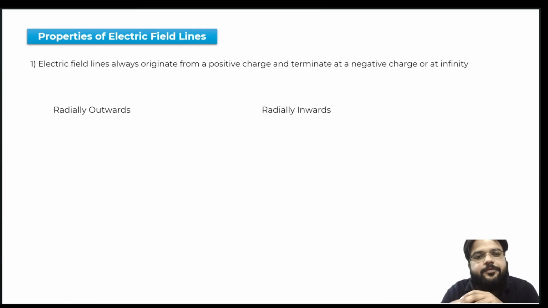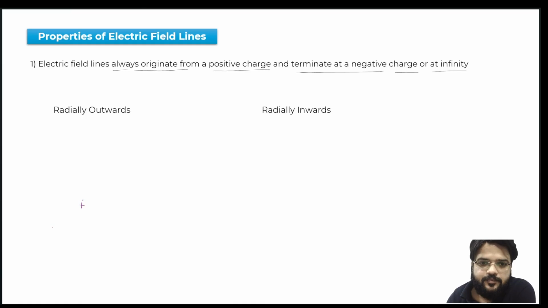Let's see the next topic, everyone. Properties of electric field lines. So what is the first property of electric field lines? Electric field lines always originate from positive charge and terminate at negative charge or at infinity. So if I take one positive charge, then from the positive charge, electric field lines generate in the radially outward direction.